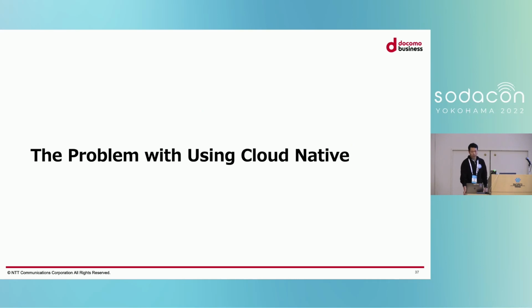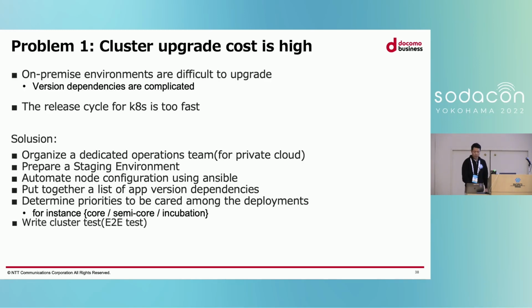Next, we would like to share some of the challenges we have faced in cloud native. To begin with, our private cloud is costly to upgrade. For example, when we try to upgrade Flow, it is not easy because of Istio version and cluster version dependencies. Besides, the release cycle of Kubernetes is high speed, and it takes a lot of effort to catch up.